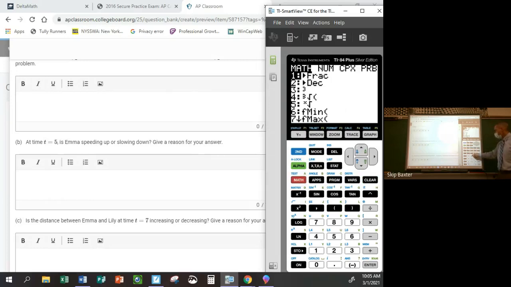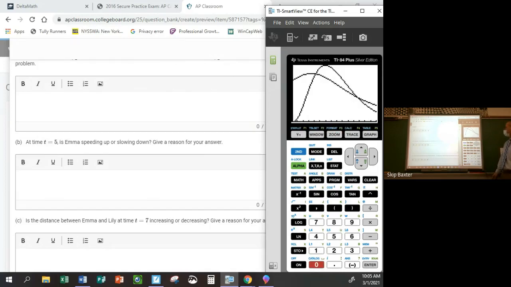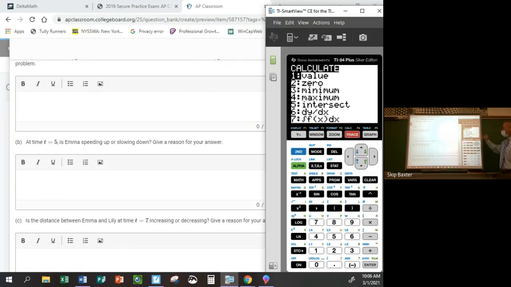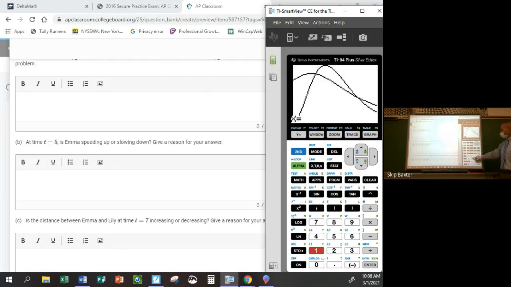Actually, hang on a second. Let's look at the graph first. So from 0 to 15, zoom. From this, I'm going to do second calc, value. I'm going to find the value of y1 at 5. So x equals 5. This is the value of y1 at 5. It's positive, 106.949.